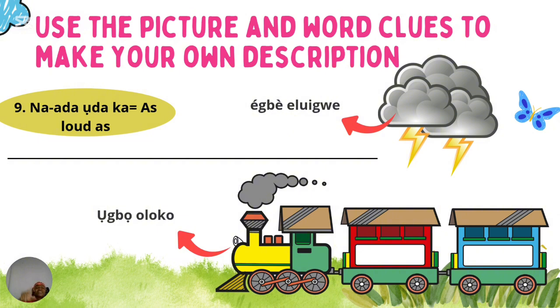Now it's your turn. Drum rolls, drum rolls, drum rolls. Boom. You're going to use the picture and the word clues to make your own description. Let's see if you're going to get it right.